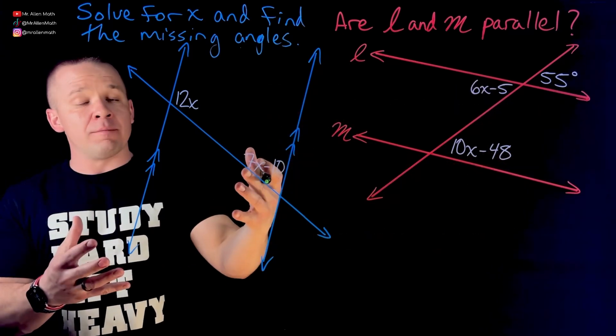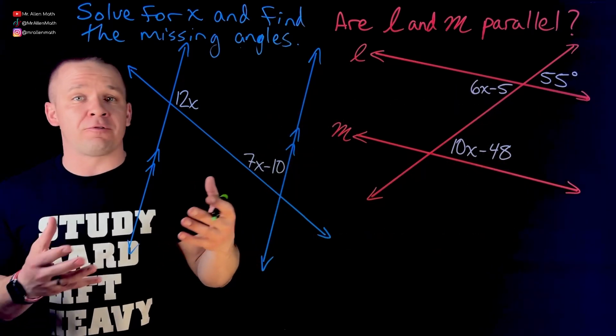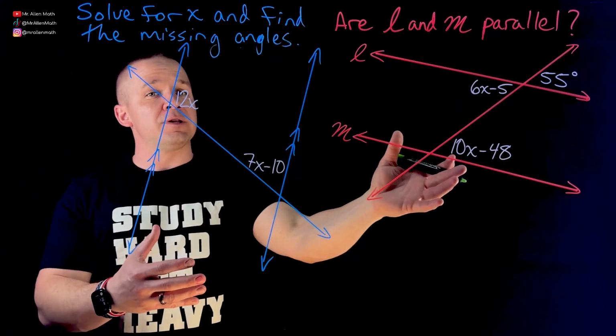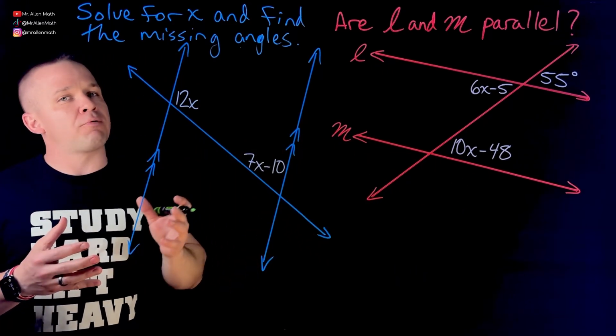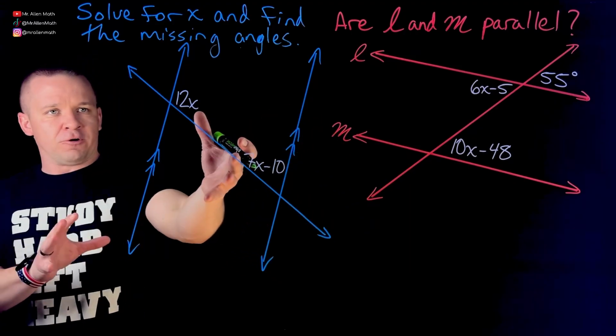I've got two different style examples. One of them gives us parallel lines and asks us to solve for x and the missing angles. The other one says, are L and M parallel? They look very, very similar, but the process is a bit different. So let's do this first one here.